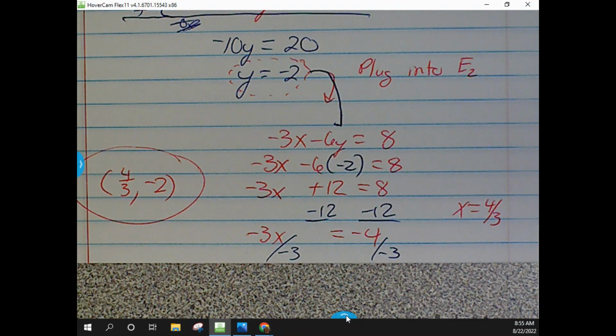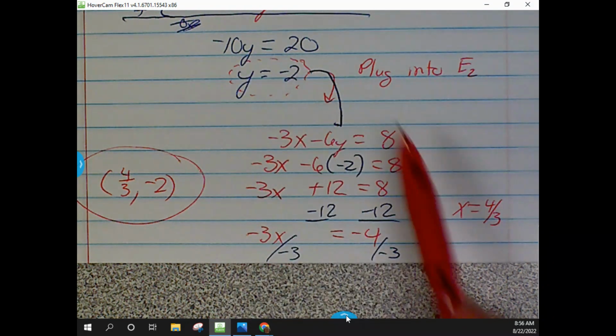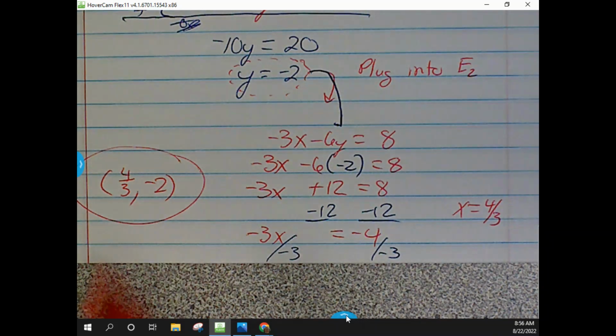Okay. And again, they may ask for something different, and if they ask for just each individual number, we already can plug in the value for y, and then we've got the value for x. But as an ordered pair, that's the answer we're looking for here.